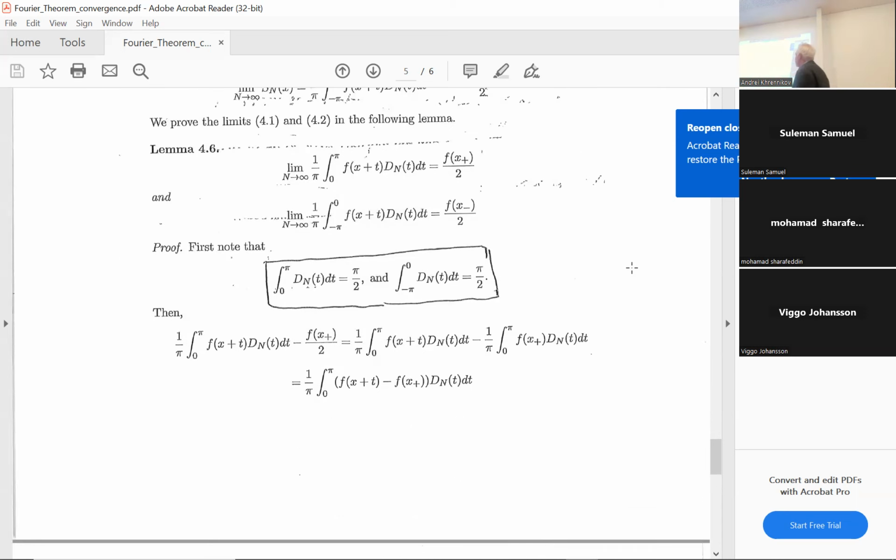What is used in the following lemma is that we want to represent this as an integral. This is a constant, and we multiply and divide it by pi divided by 2, and then we get the Dirichlet kernel. So if we take this function, it is a constant, the integral of the Dirichlet kernel is pi divided by 2, so it is just this one. So this is how to calculate this integral.